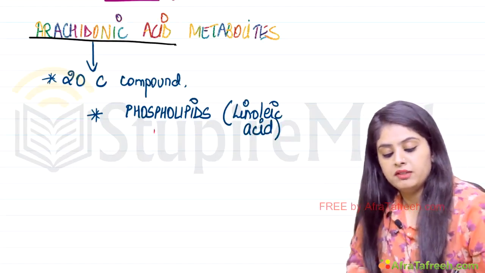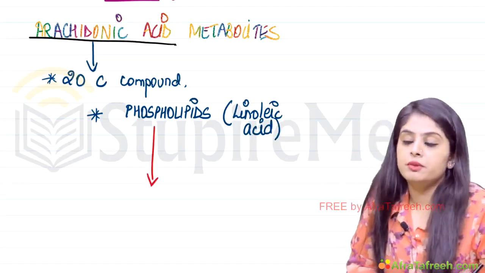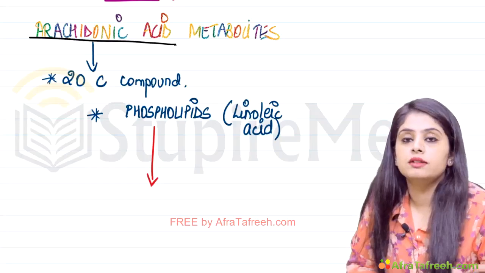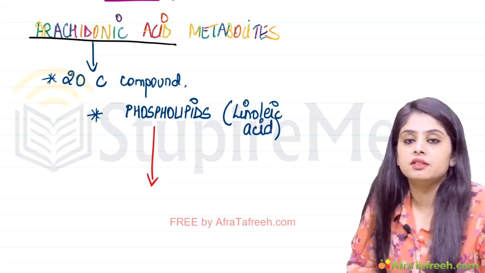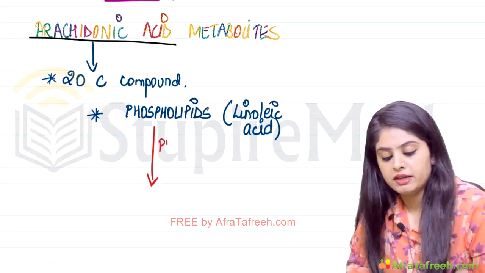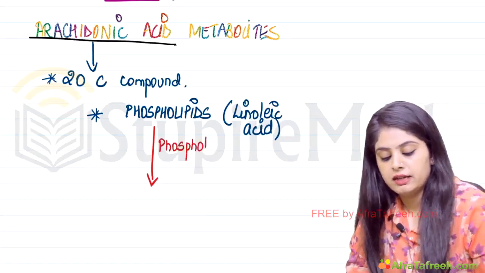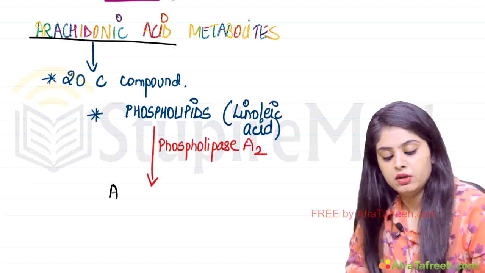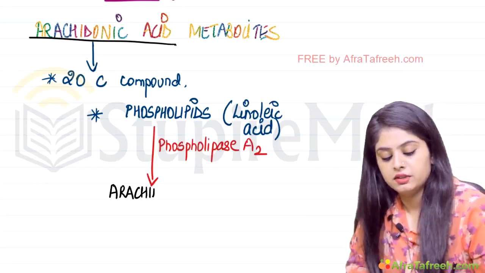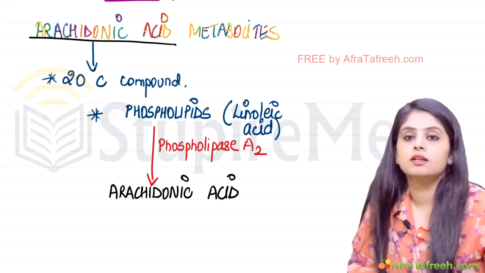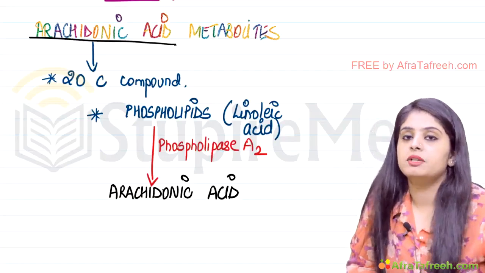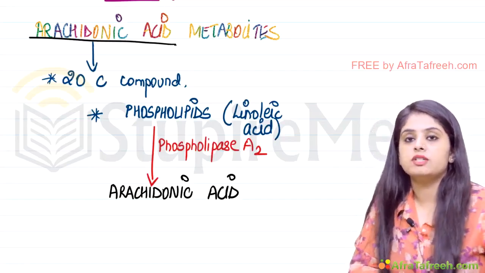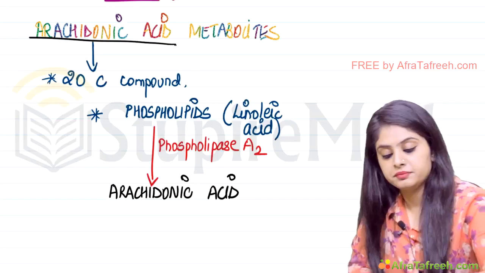Now when phospholipids are broken down, if you want to break phospholipids, what will be the enzyme that you will use? Lipids are broken by lipase. So phospholipid is broken by phospholipase A2. This is the enzyme that is needed to break down phospholipid into arachidonic acid. So we've reached arachidonic acid. Arachidonic acid is having how many carbon compounds? We just discussed, very important question, it is 20 carbon compounds.